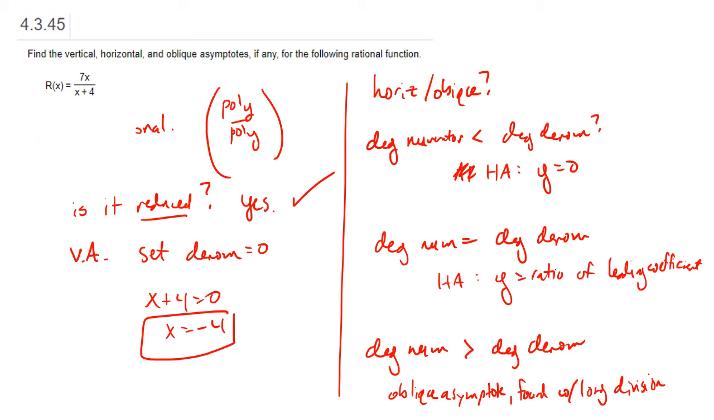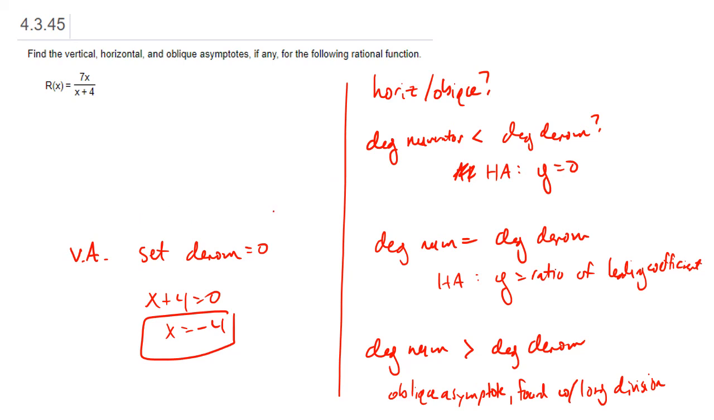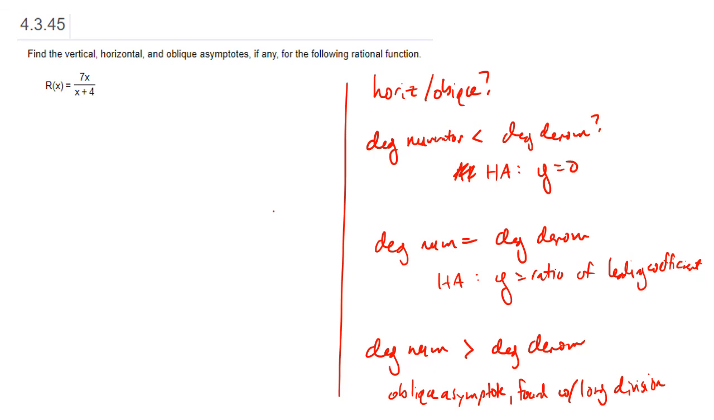So the leading coefficient of the numerator is the number multiplying x, because x is the largest power that I see. So the leading coefficient in the numerator is 7. The leading coefficient in the denominator will be the number multiplying the largest power of x down there. The largest power of x I see is just x, and what number is multiplying it? 1. So the only horizontal asymptote is given by y equals 7 over 1, or just 7. Okay, this technique of using the leading coefficients is only used, remember, when the degree of the numerator is equal to the degree of the denominator.